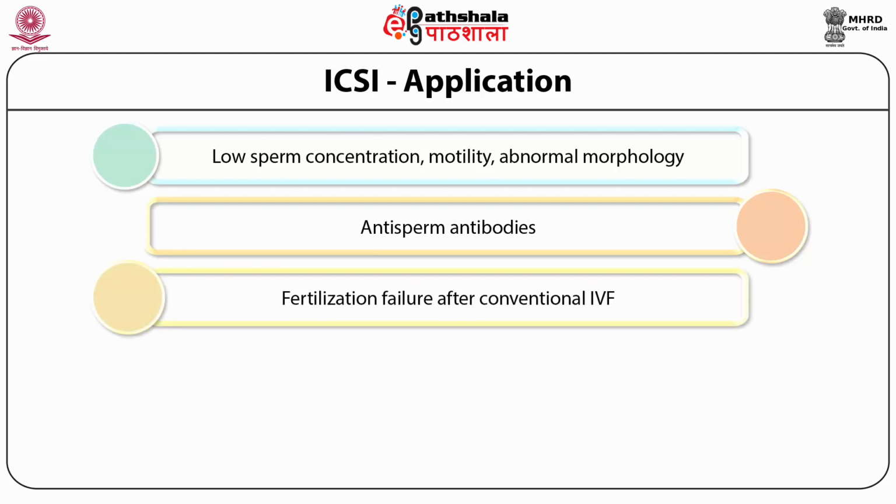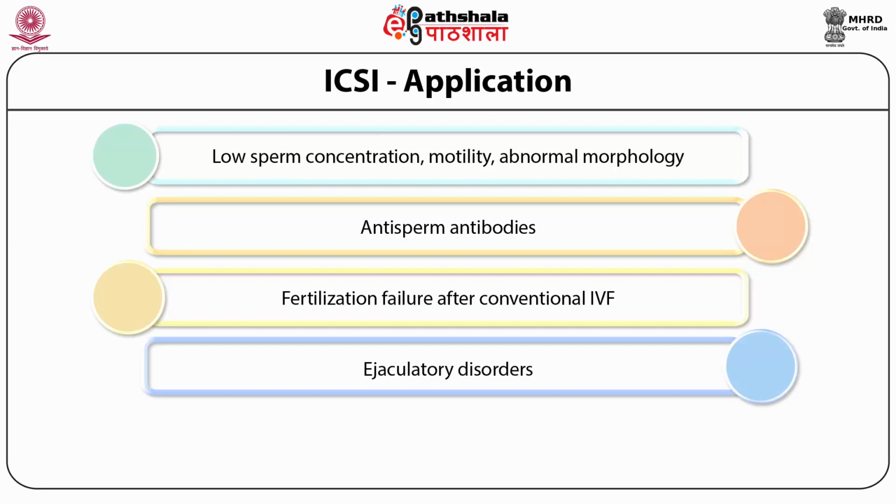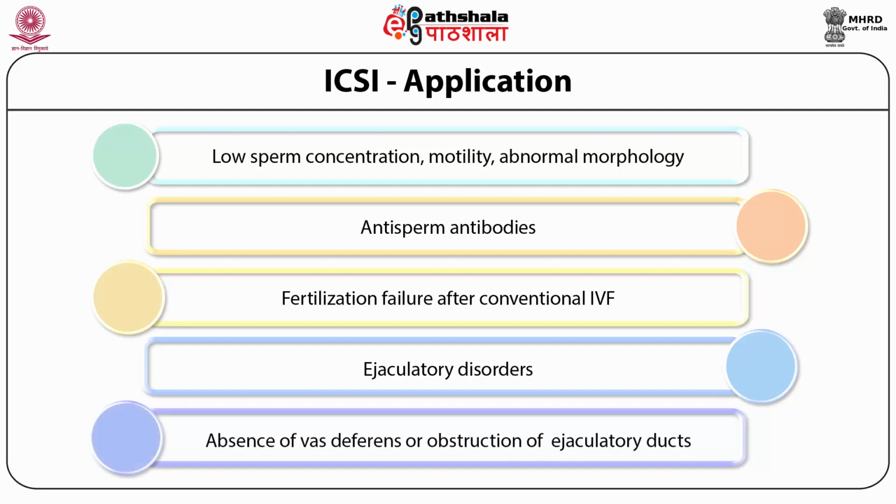When the mother is not able to have babies even after conventional in vitro fertilization techniques, then intracytoplasmic sperm injection is the only technique remaining. Or when the male is suffering with ejaculatory disorders, in that case also ICSI will play a vital role in having babies. Or when there is absence of vas deferens or obstruction of ejaculatory duct in male, in that case also sperm can be taken directly from testes and can be injected in the ova directly.